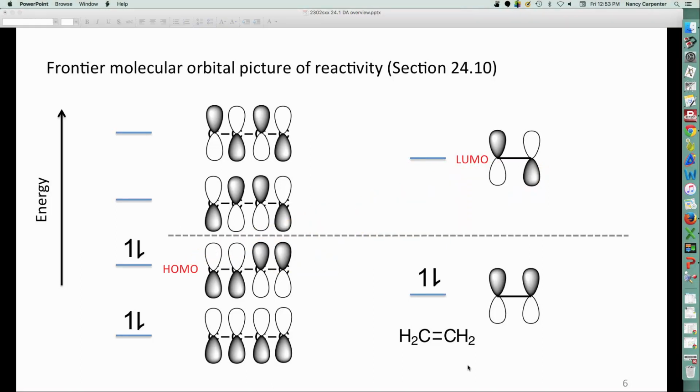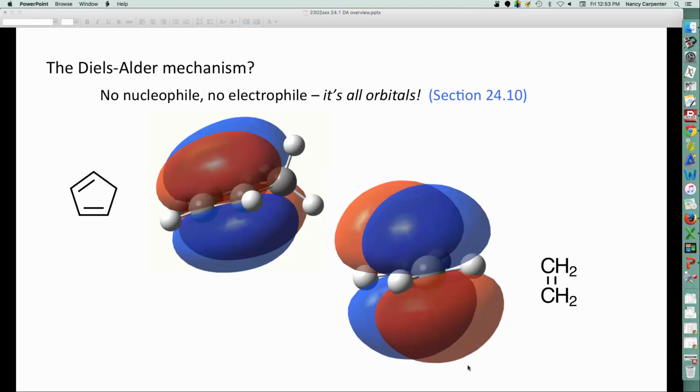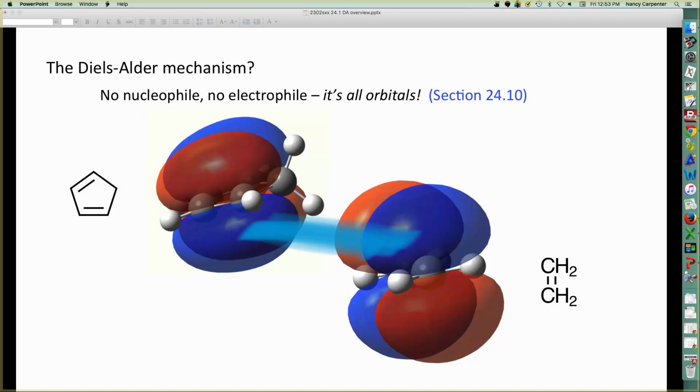So if we look at that again in our previous slide, which will only take us 4 days to get to, that's exactly what this image is showing you. We have in-phase overlap here, in-phase overlap here. We're just curving the diene around so that you can see how they overlap.